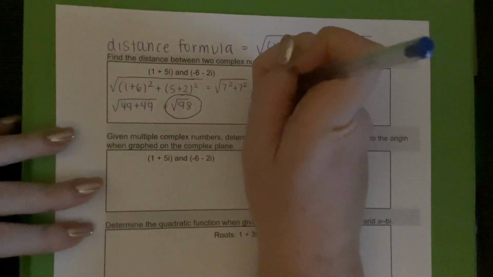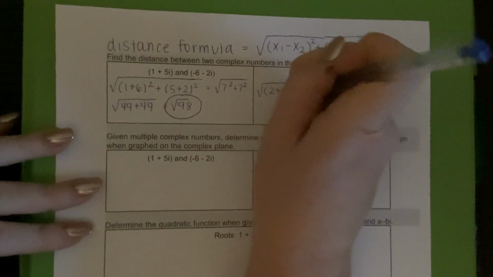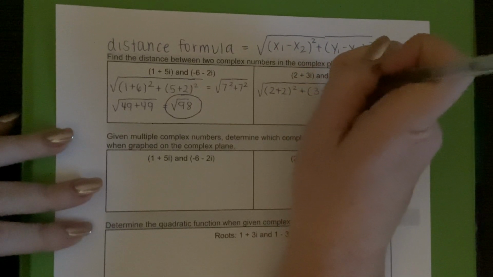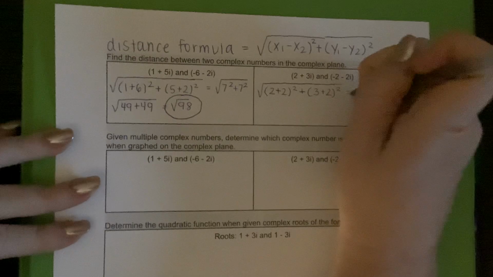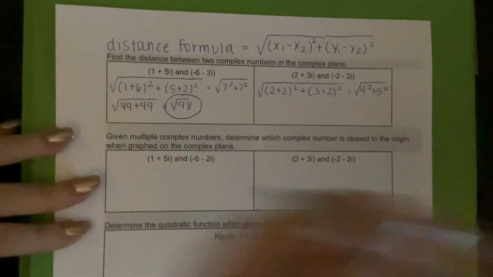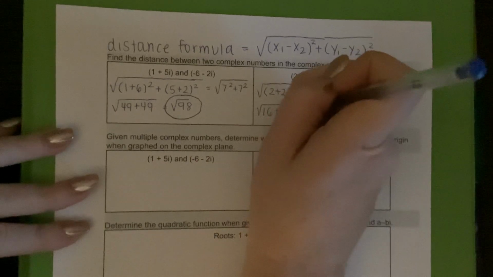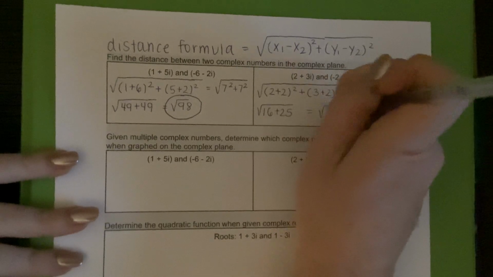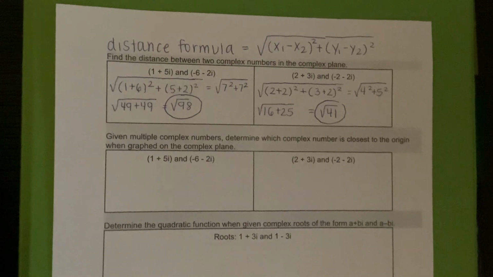All right, same thing happens here. So this is going to be 2 minus negative 2 is going to be 2 plus 2 squared, plus 3 minus negative 2 is going to be 3 plus 2 squared, so it's going to look like that. This is going to equal 4 squared plus 5 squared, which is going to be the square root of 16 plus 25. If you add those two numbers together, you get the square root of 41. Again, in this case, that does not get broken down any further, so it's just going to stay as is.